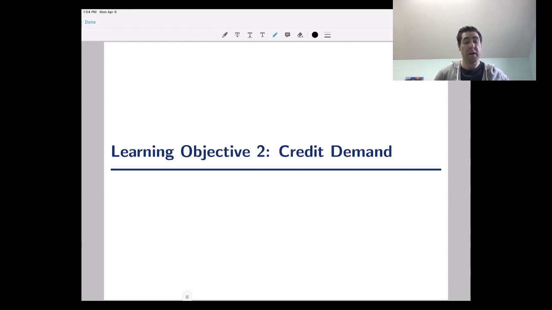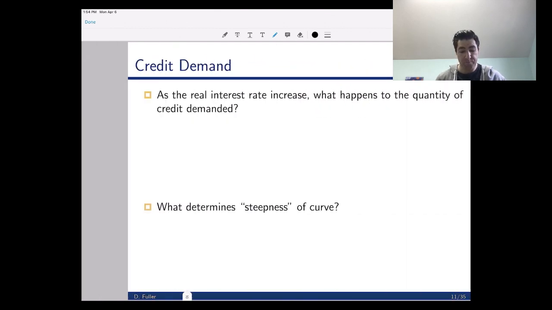Now that we understand interest rates, both nominal and real, and that ultimately we care about the real interest rate when making decisions, we're finally in a position to start developing a model of the credit market. So we're going to start with demand for credit. Learning objective 2 here is to understand the determinants of credit demand and what shifts that credit demand curve.